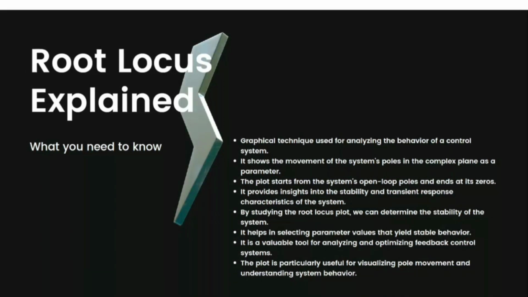By studying the root locus plot, we can determine the stability of the system. Besides that, it helps in selecting parameter values that yield stable behavior. It is also a valuable tool for analyzing and optimizing feedback control systems. Lastly, the plot is particularly useful for visualizing pole movement and understanding system behavior.